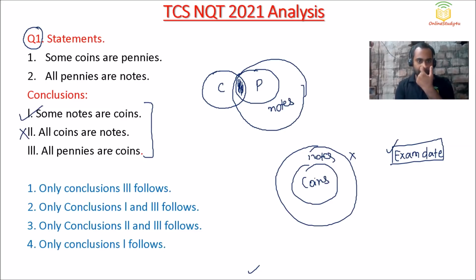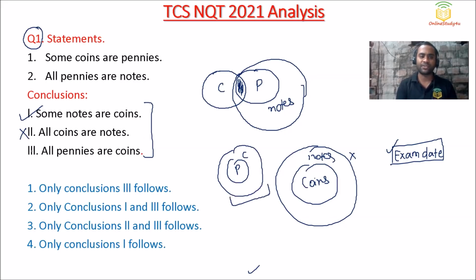Then, all pennies are coins. So all pennies are inside the coins? No, it is not there. All pennies are coins means we should be able to see it like this, which is not there here. So only conclusion one follows. So that's a simple question.